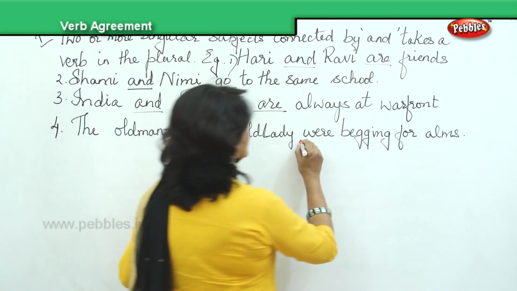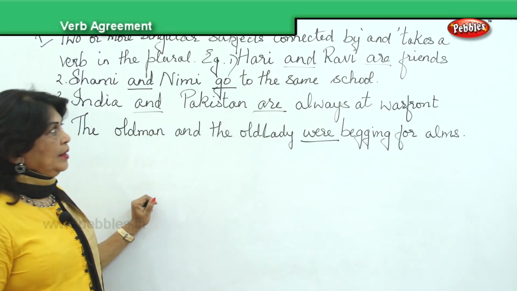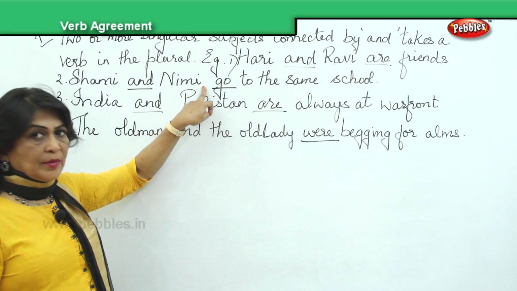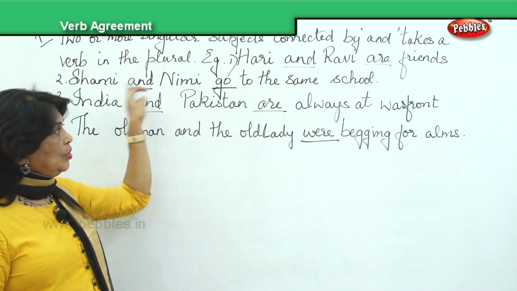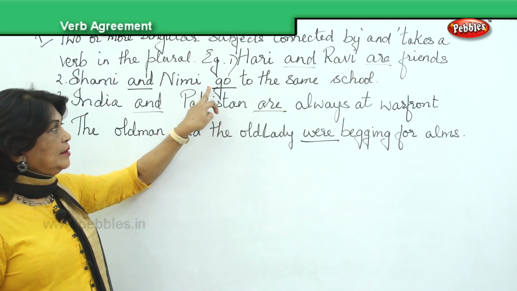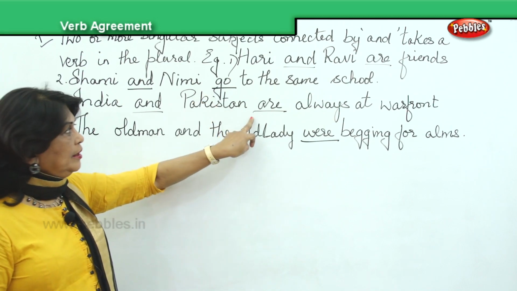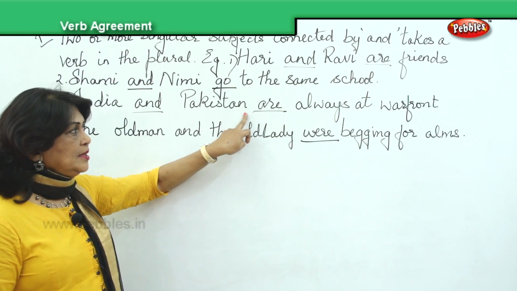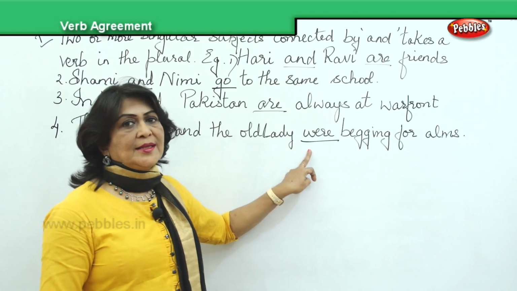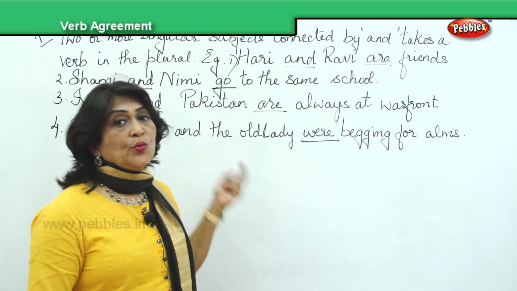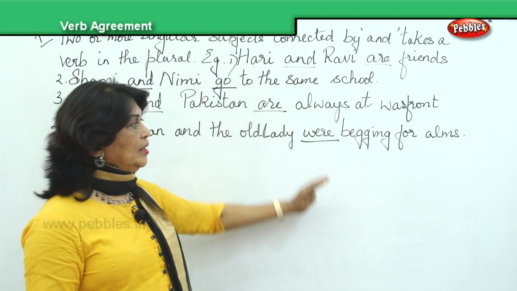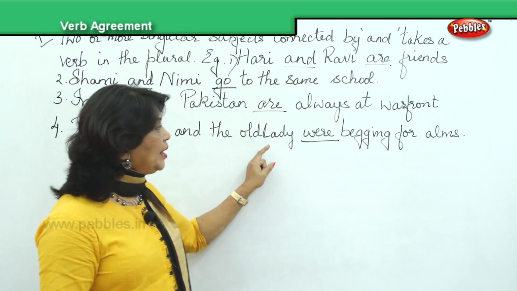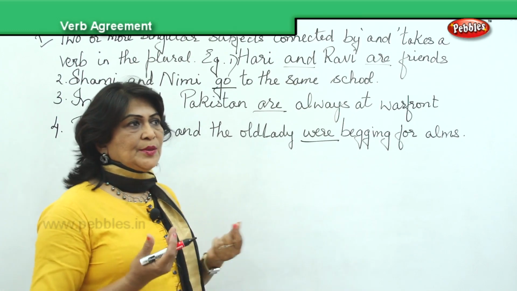Were is the past tense plural. Okay, and go is the present tense plural. I told you singular is goes and the plural is go. Here singular is is and plural is are, and this is present tense. Were is past tense plural, and the past tense singular is was. Now we are going to use everything in plural because we are adding two subjects. The old man and the old lady were begging for alms. Alms means money.